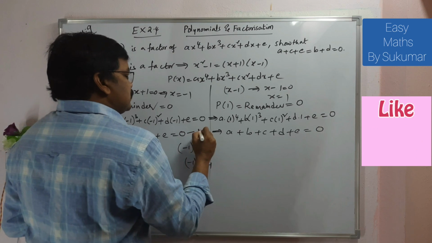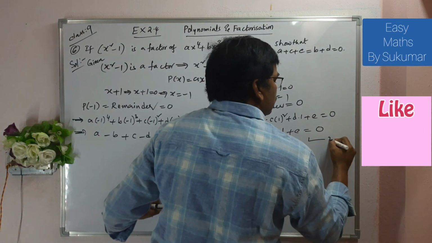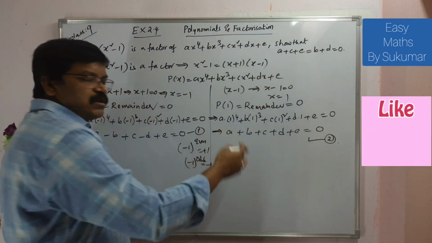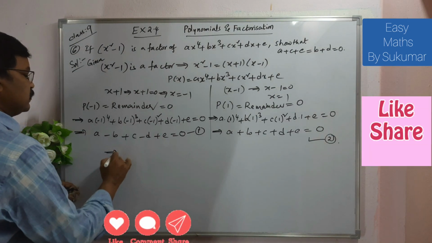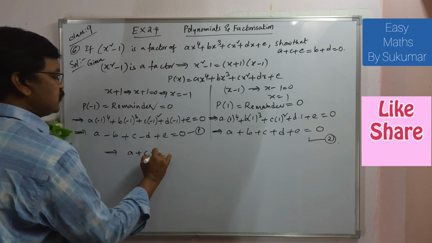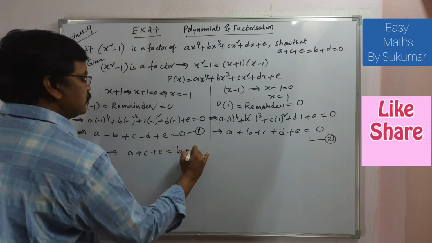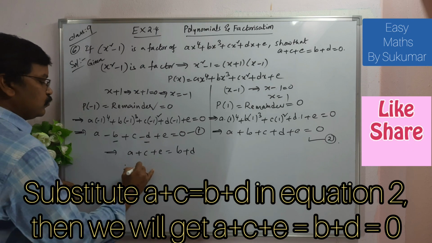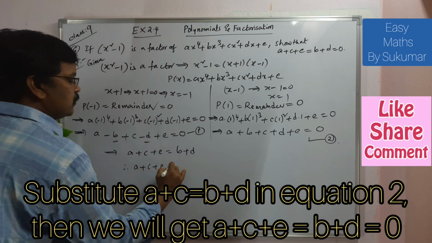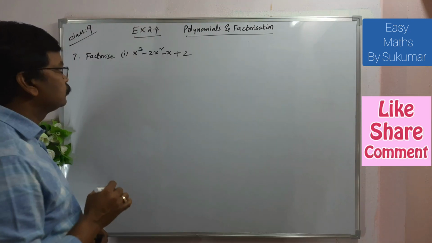See, let this be equation 1 and this be equation number 2. From these equations, what do we write here? a plus c plus e is equal to b plus d. Just transpose minus b and minus d to the other side. Therefore, a plus c plus e is equal to b plus d.